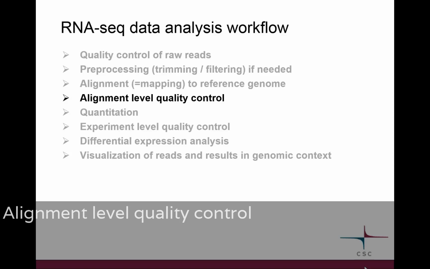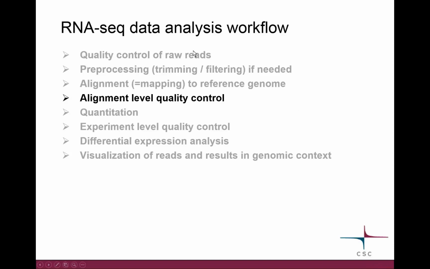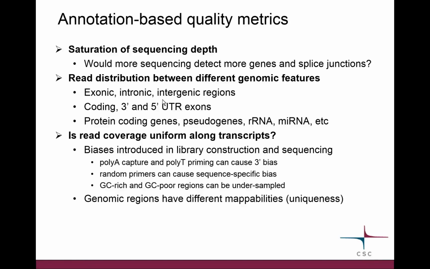Previously we did the quality control of the raw reads, and now we will do it for the alignment level. Like Eija already mentioned a bit, there are several things that you can check after the alignment, just to see how things went. First of all, there's the saturation of the sequencing depth, meaning that if we would be able to sequence more, would we be able to detect more genes or splice junctions?